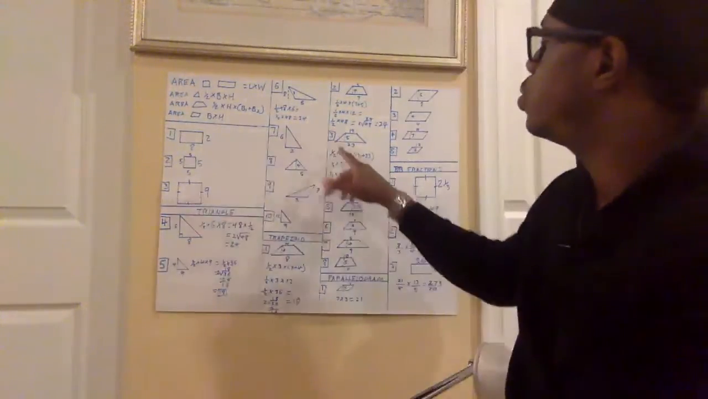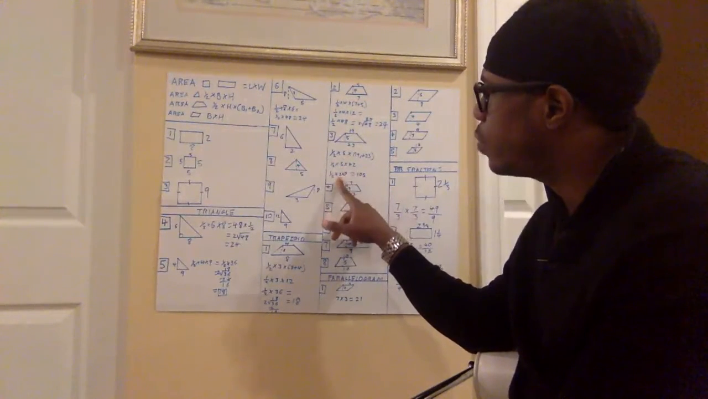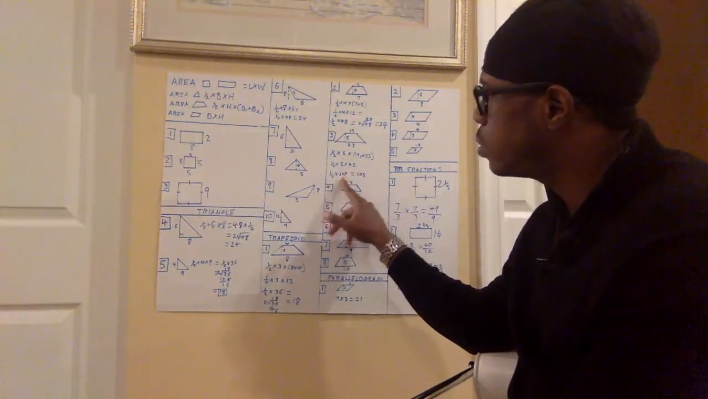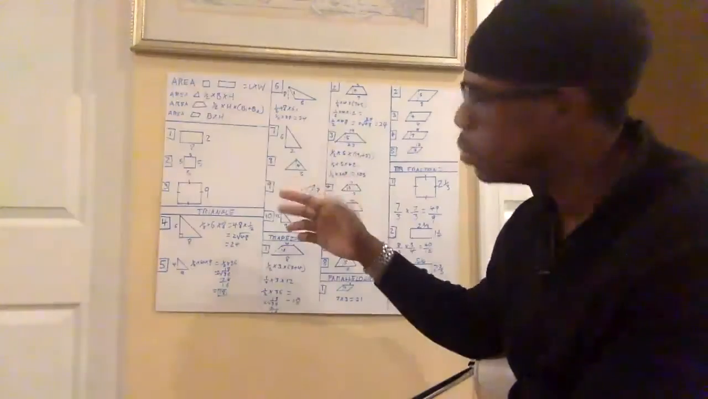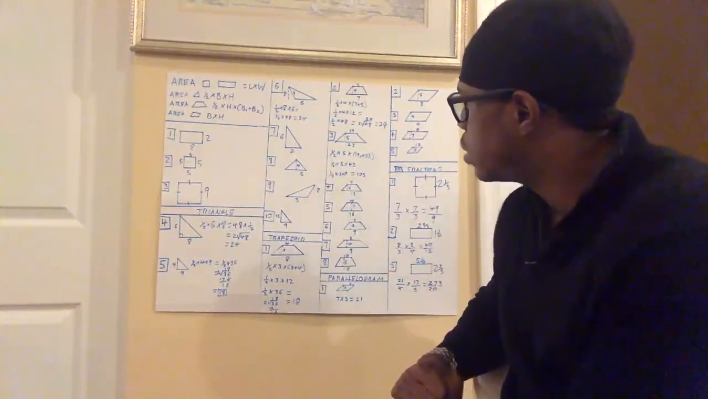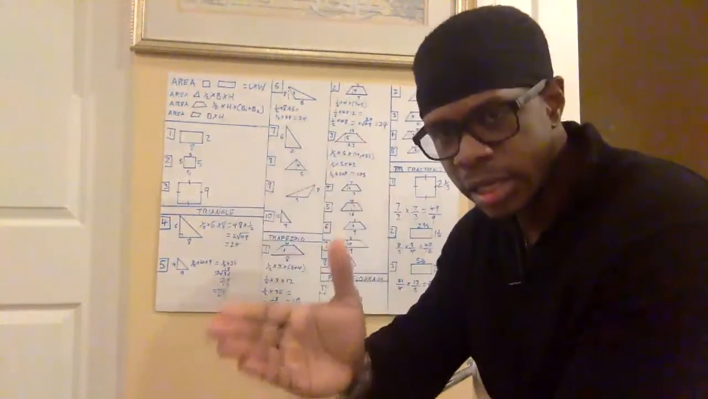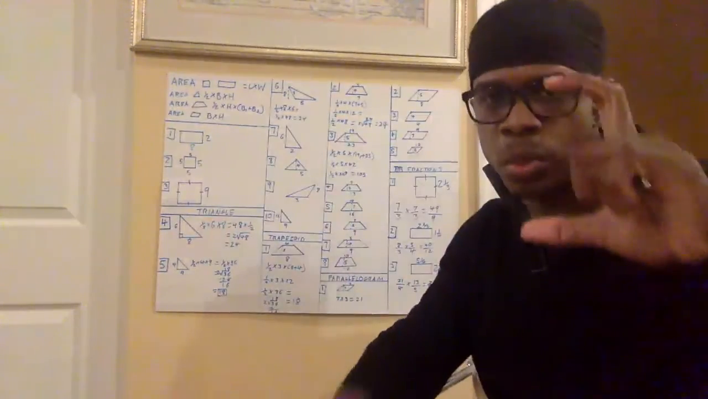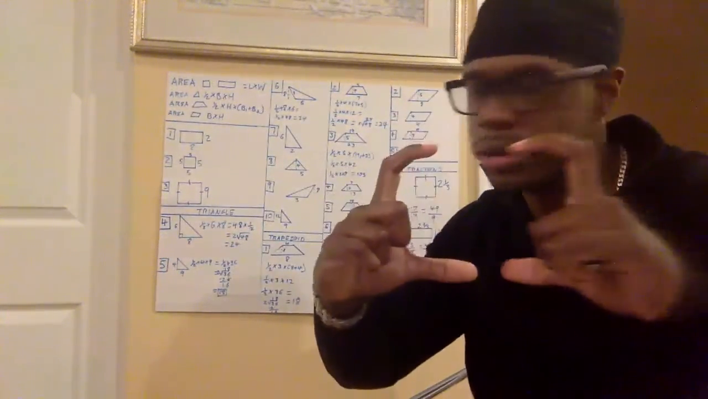Or you can do 42 times 5, which is going to give you 210. 210 times a half, or 210 divided by 2, is going to give you 105. And then, yeah, that's it. So a half times the height, times base 1 plus base 2. And those are in the brackets, so you always need to add those first.